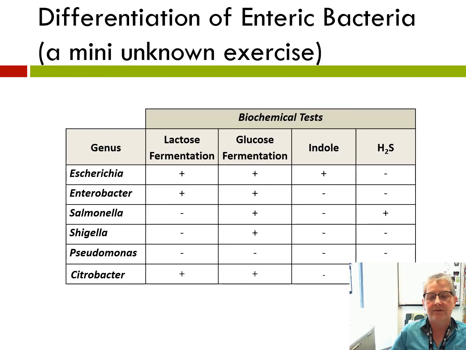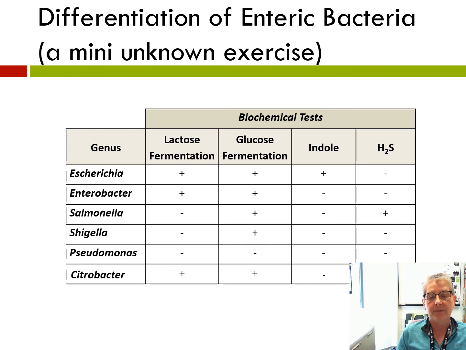In this lab exercise, we're going to do a little bit of a mini unknown. There are 6 unknown bacteria. You're going to take one of them. We will set up these 4 different biochemical tests, and based on the results of those tests, on our next lab period, you should be able to identify which unknown bacteria you had.